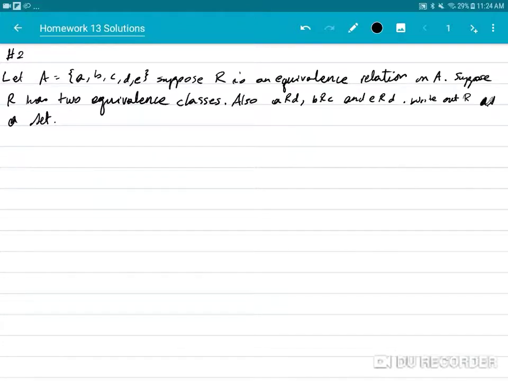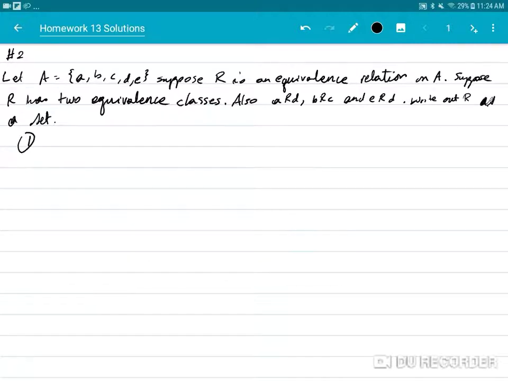Okay, this is a homework problem on equivalence relation. We have a set A that contains 5 elements A, B, C, D, and E, and it says suppose R is an equivalence relation on A, and suppose also that R has two equivalence classes. Also, we know A is related to D, B is related to C, E is related to D. And we want to write out R as a set.